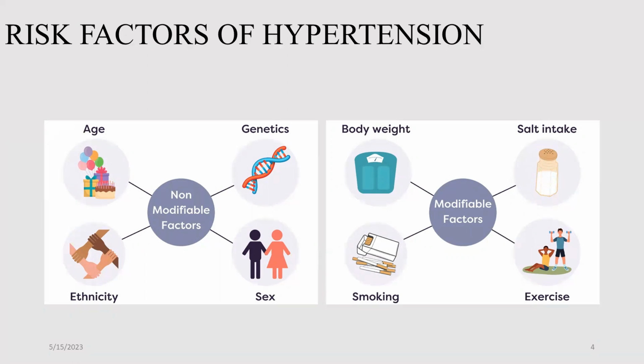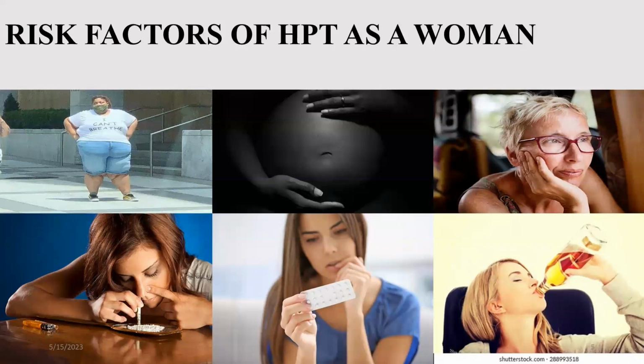But how about things that we can do something about, like the body weight, the salt intake, the level of exercise, smoking, and other modifiable lifestyle activities that we can do something about. There are also risks that can be managed. So we are going to focus on what we can do much about, which is the modifiable risk factors.